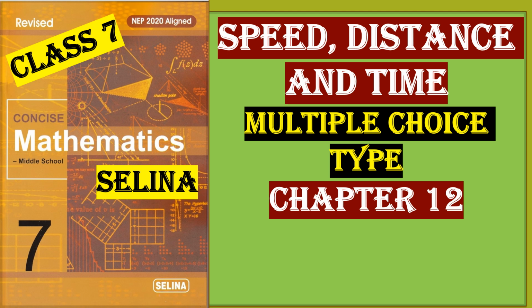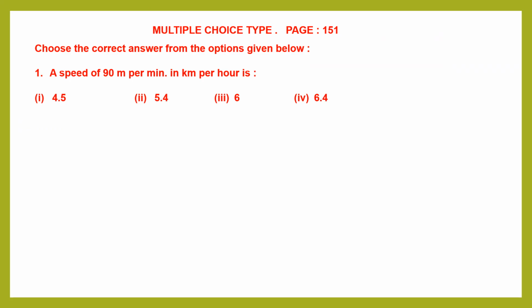Let's do speed, distance and time, the multiple choice type from chapter 12. This is on page number 151. Choose the correct answer from the options given below. A speed of 90 meters per minute in kilometer per hour is one of these answers.